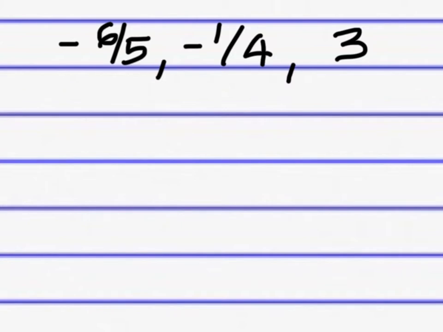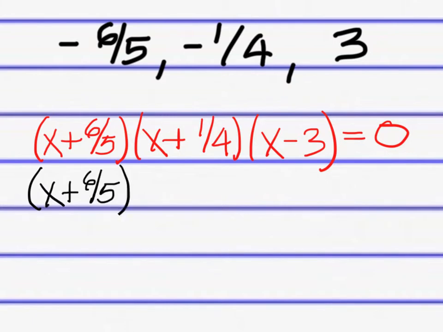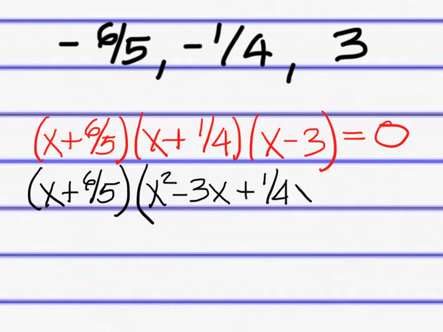The roots are negative 6/5, negative 1/4, and 3. We want to generate the polynomial equation from these roots, and first we will start with x plus 6 over 5, and then x plus 1/4, and then x minus 3. All of this equal to 0. I'm going to leave x plus 6 over 5 alone and multiply the back 2 to come up with x squared minus 3x plus 1/4 x, and then minus 3/4.